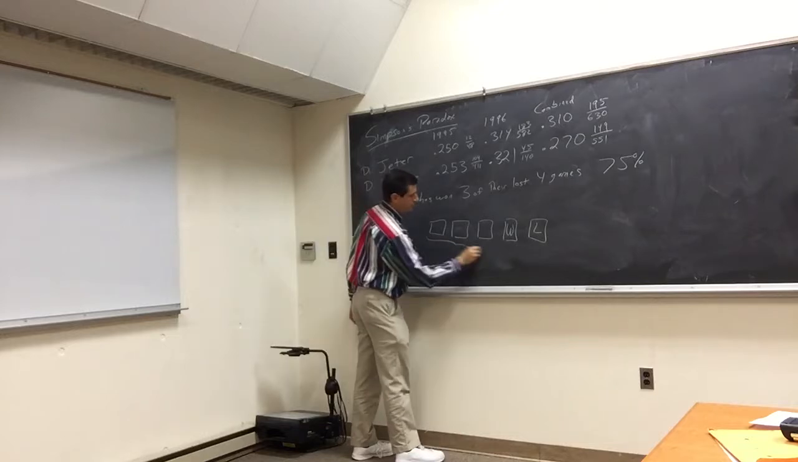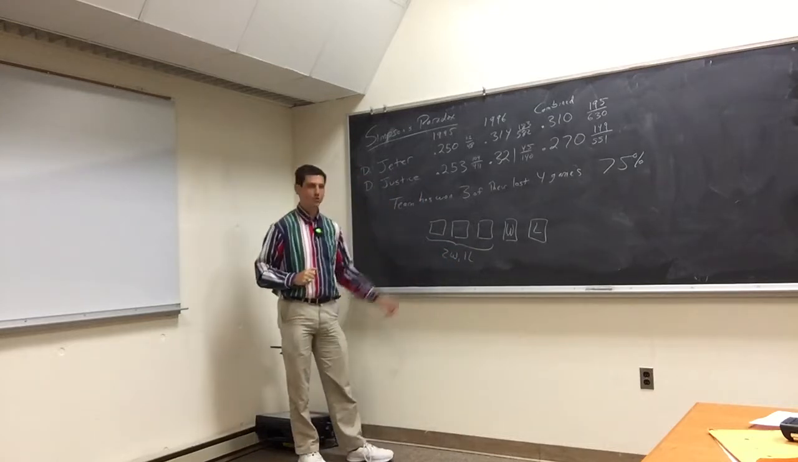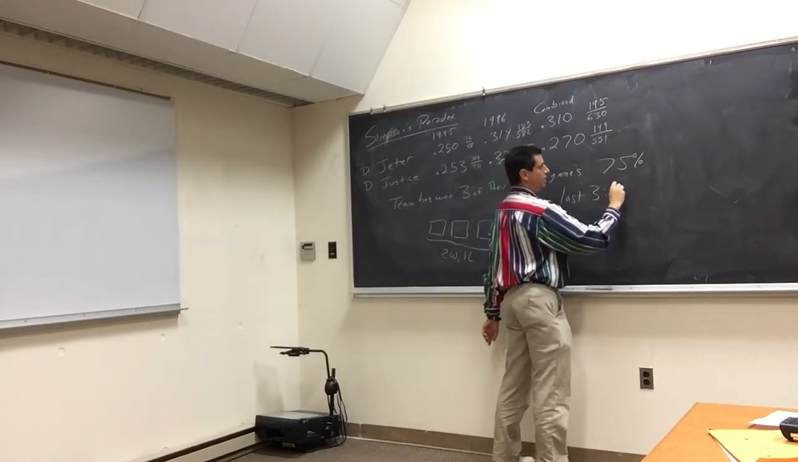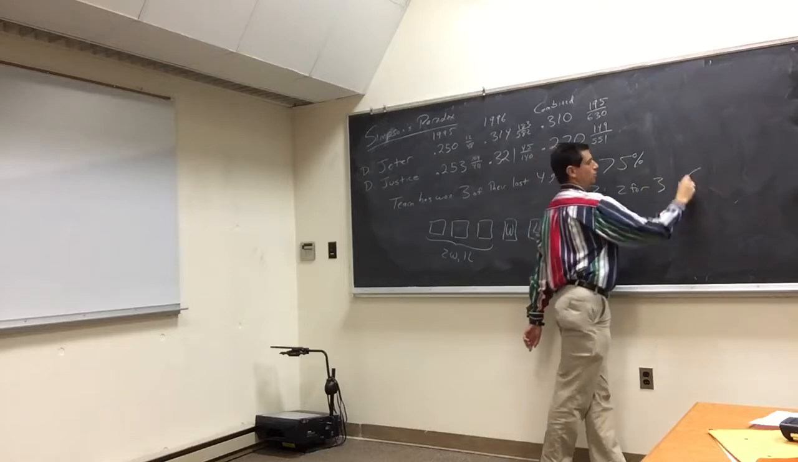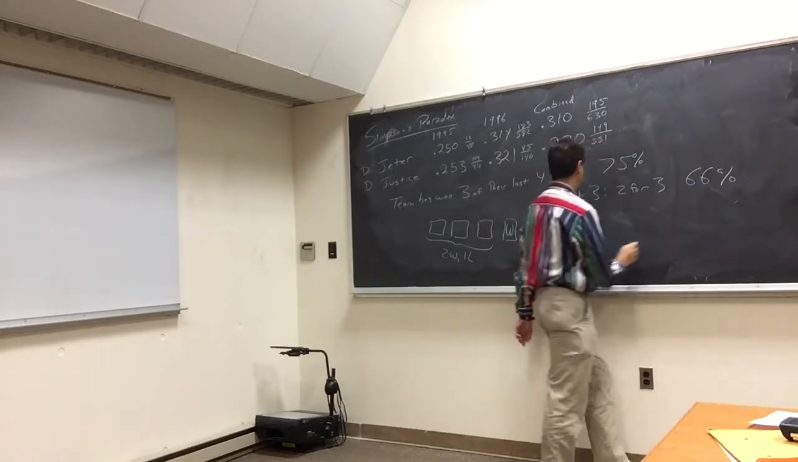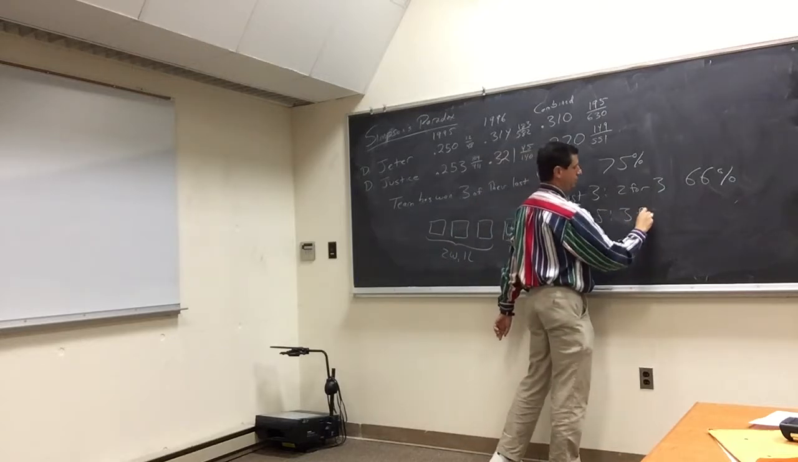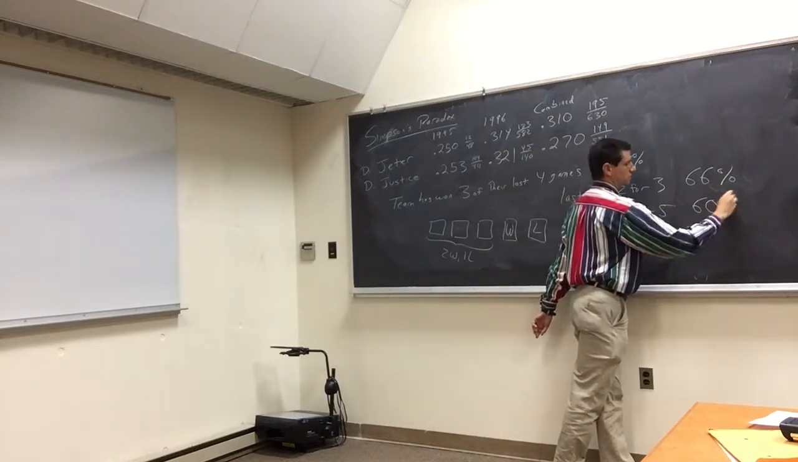Now, in here, we have 2 wins and 1 loss. So if you look at the last 3, they are 2 for 3, or 66%. And if you look at the last 5, they're 3 for 5, or 60%.